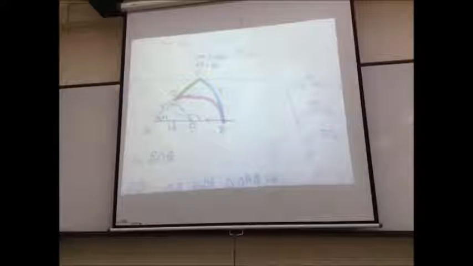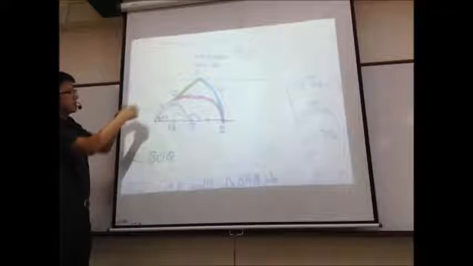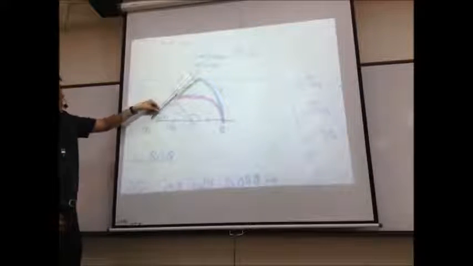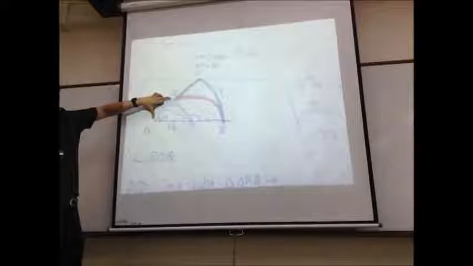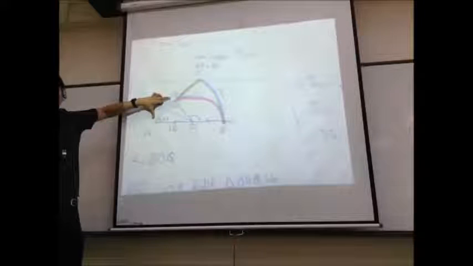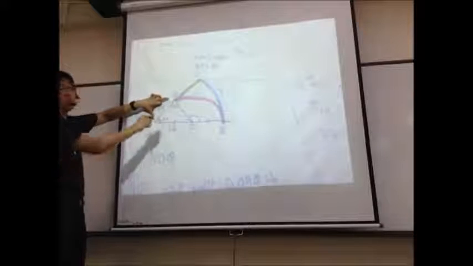PQ itself, is it arc length or straight line? Straight line, right? So straight line means I must take, I zoom out. Straight line means I must take a long length minus a short length. How to find this PQ? I must take what? The long one minus the short one. Again, to find the green length, I must take the long AP minus AQ.